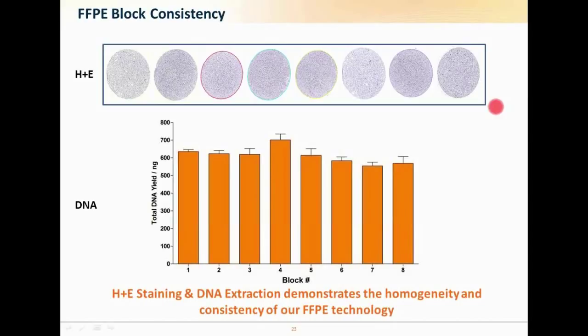We go one step further as well, because obviously H&E is always subjective to the eye, so we try and make it objective. So what we do is extract the DNA and check that the DNA lies between the boundaries of 550 and 750 nanograms, to ensure that the sections consistently have the same DNA content, and then we apply that to cell content.